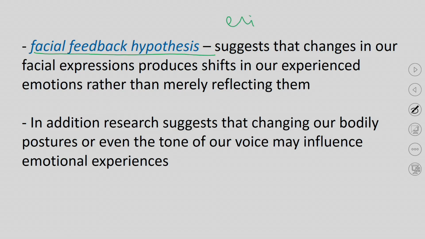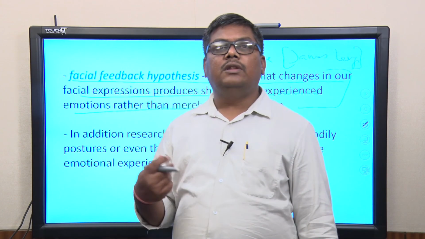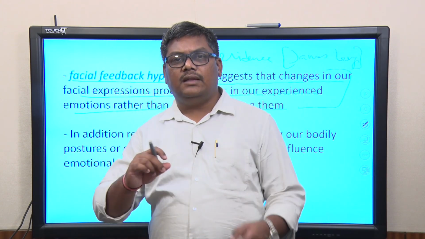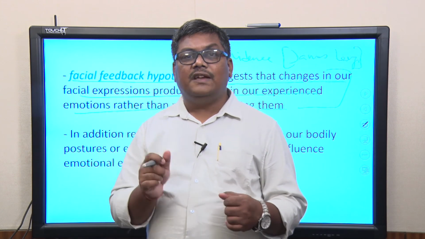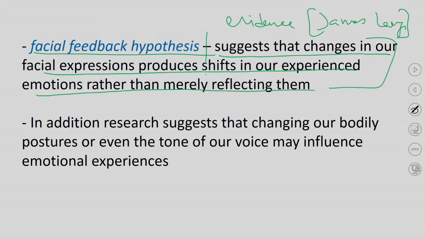What is the next evidence? These are evidences for the James-Lange theory. The next evidence suggests that changes in our facial expression produce shifts in our experienced emotions rather than merely reflecting them. The facial feedback hypothesis says: look at actors and actresses. How do they feel emotion? They do not feel emotion too much. What happens is that by the change in their facial feedback, or change in their faces, they start feeling that particular thing. So, this facial feedback hypothesis also says that changes in our facial expression produce shifts in our experienced emotion rather than merely reflecting them.